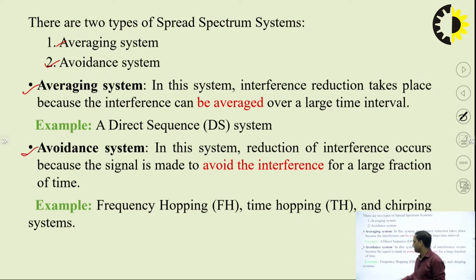Second one is the avoidance system, in which the reduction of the interference occurs because the signal is made to avoid the interference. So there is a difference between the averaging system and the avoidance system. In the averaging system, we average the interferences, right? In the avoidance system, the signal itself avoids the interference. The examples for the avoidance system are frequency hopping, time hopping and the chirping system. So these are the broad classification of the SSM, or spread spectrum modulation schemes.